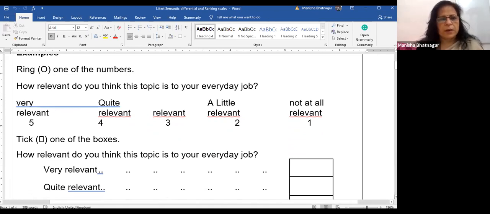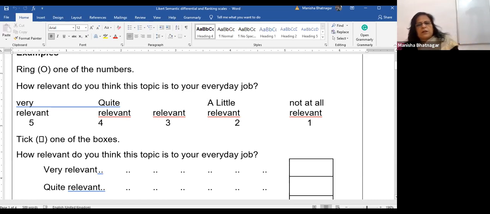A person can tick or just put a ring, like from 5, this scale is from 5 to 1. How relevant do you think this topic is to your everyday job? This is the question that is thrown to the participants. And somebody may choose very relevant when he's very excited about it, he has learned a lot. And quite relevant, like, yes, it was relevant to many aspects, but not to some. And relevant is like, yeah, it was okay, it's good to know about it. A little relevant, most of it was not, and only a small portion was relevant, and not at all relevant, like it was a useless thing to learn.